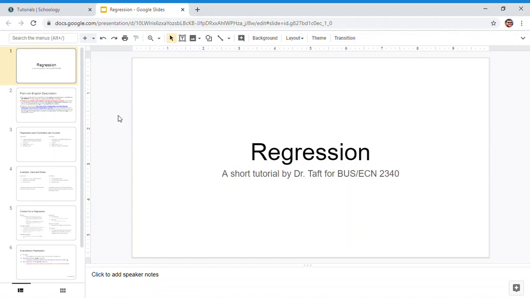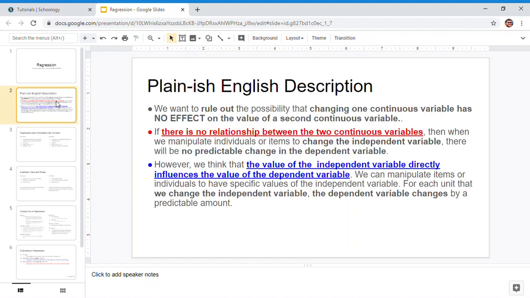Regression. Again, you can see this set of slides on Schoology in the tutorial folder. So regression is what we're talking about, a direct causal effect where one continuous variable, let's say height, has an effect on another continuous variable, say weight. So if you shrink someone, they weigh less. If you stretch them up, they weigh more. We're thinking like Ant-Man here, not like a rack or like Gumby or something.